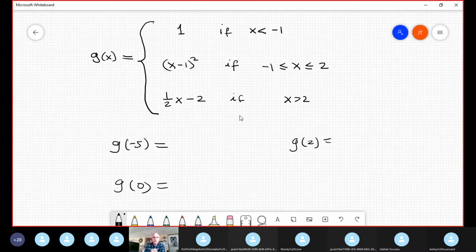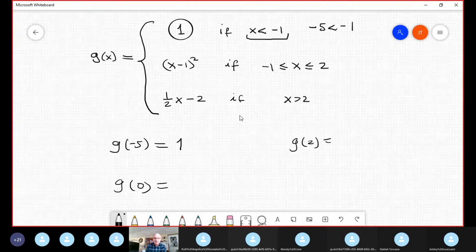And to say, okay, I need help. -5 lies in what interval? In the first, in the second, or in the third? In the first? Absolutely, because -5 is less than -1. So you discover that it belongs to this interval. Now the expression that I select is just the first one. Final answer.